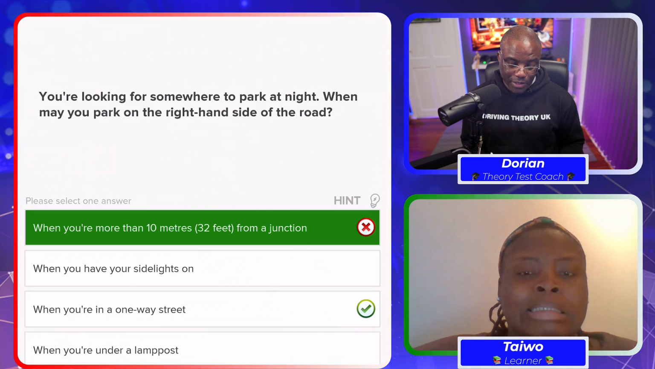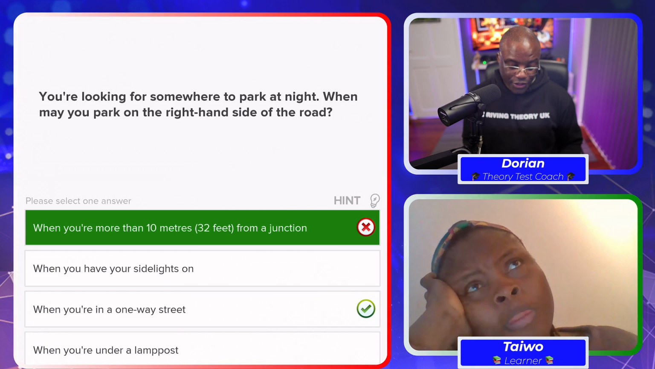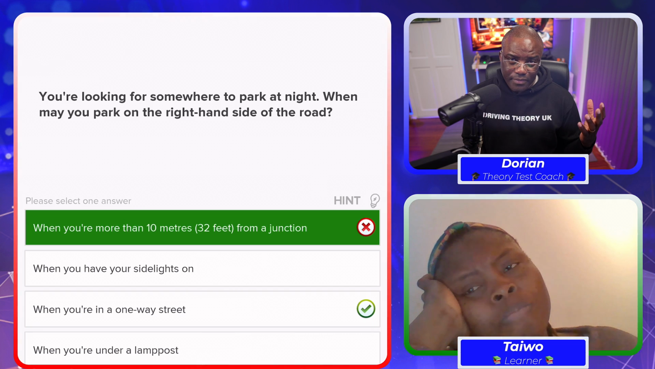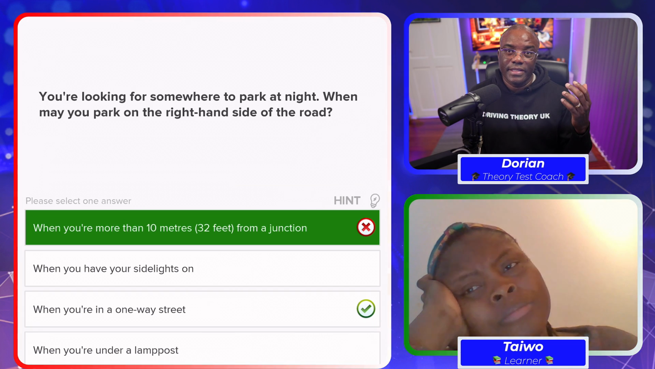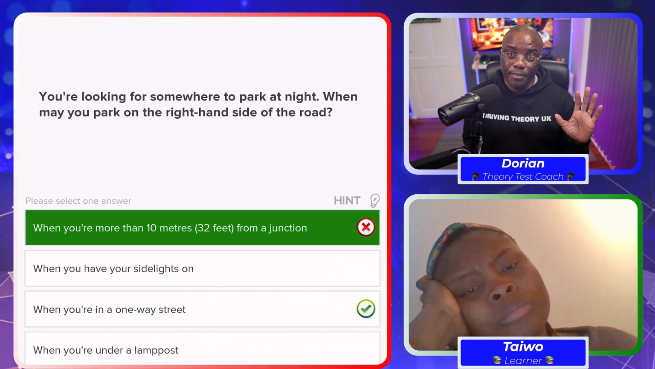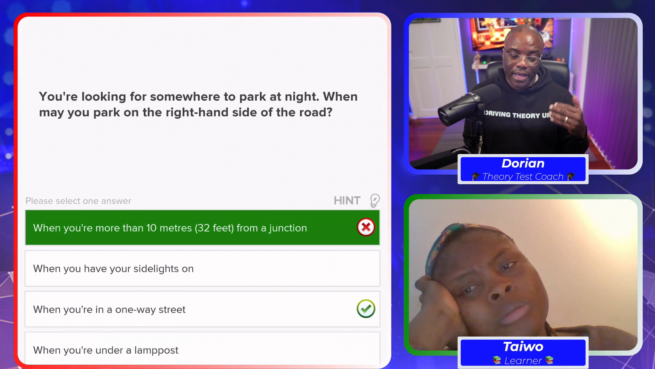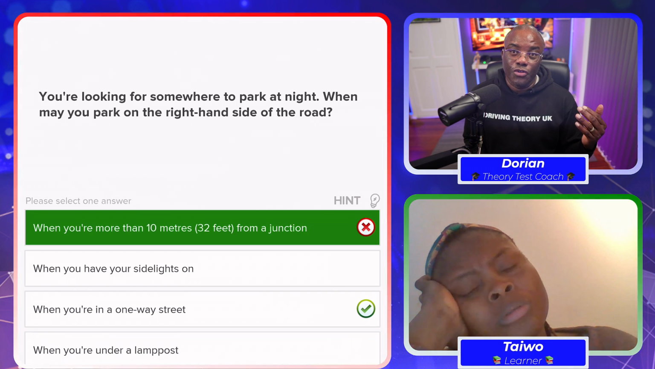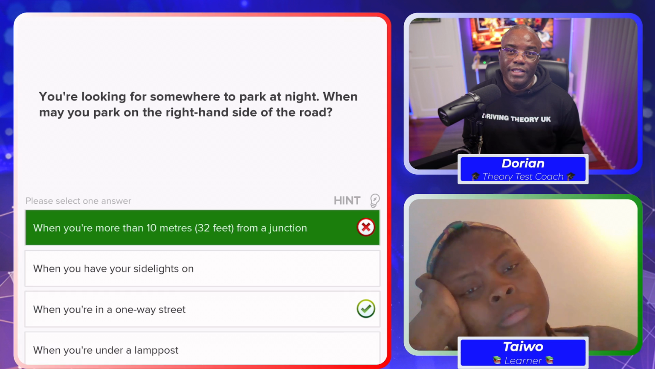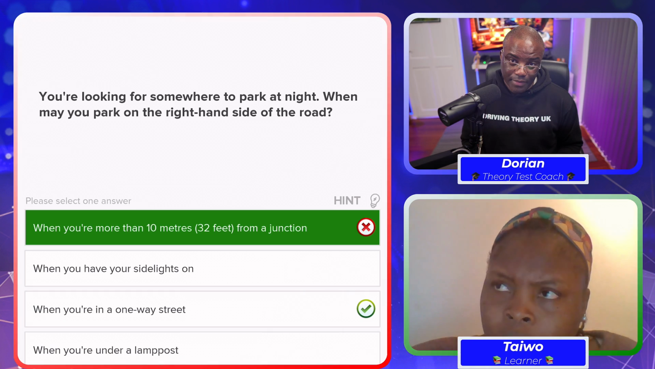You're looking for somewhere to park at night. When may you park on the right hand side of the road? You went for 10 meters. 10 meters is how far away from the junction you should park. So when you're looking for parking at a junction, it's 10 meters away. The only time you can park on the right and be legal is a one-way street, because all the cars are going in the same direction. Does that make sense?